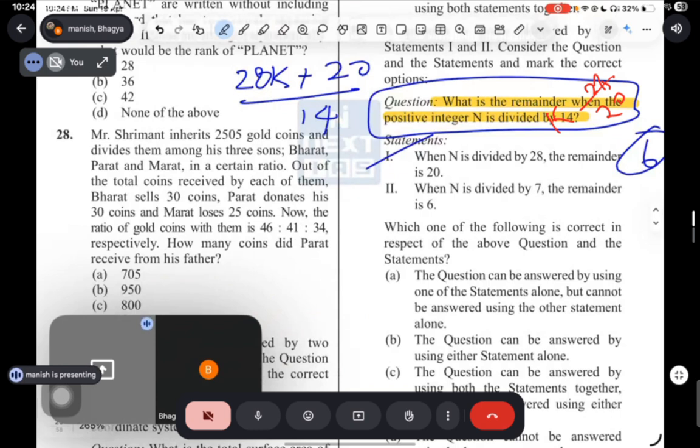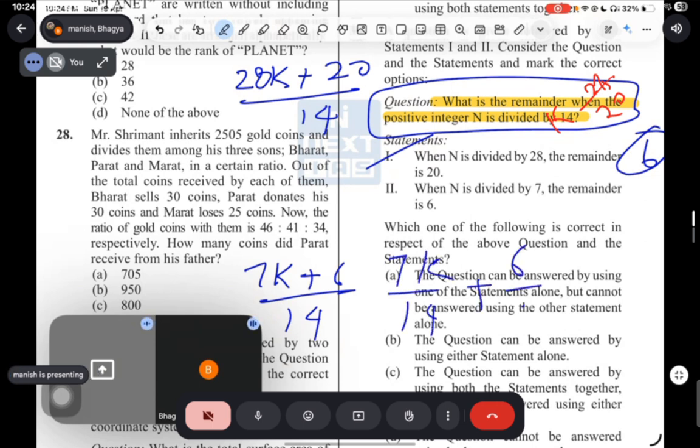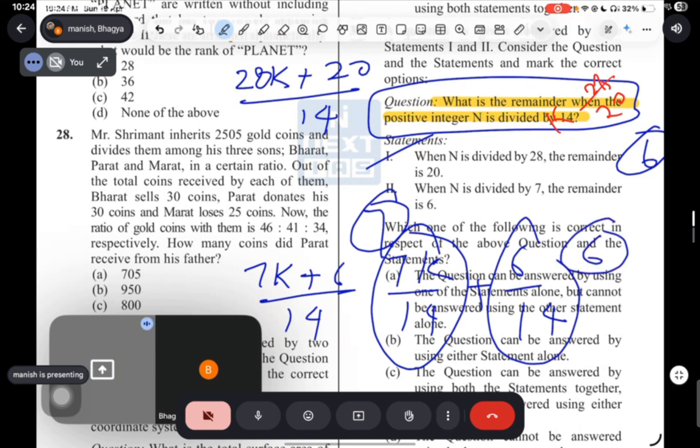And see guys, second, when n is divided by 7, so 7k plus 6 divided by 14. So 7k by 14 plus 6 by 14, and 6 is a constant. So tell me, what is the remainder here? 7. And here 6. But guys, here two remainders are there. So I cannot find it from statement 2, because 7 is not completely divisible by 14. That's why only the first statement is valid here. If you have a doubt, you can ask.